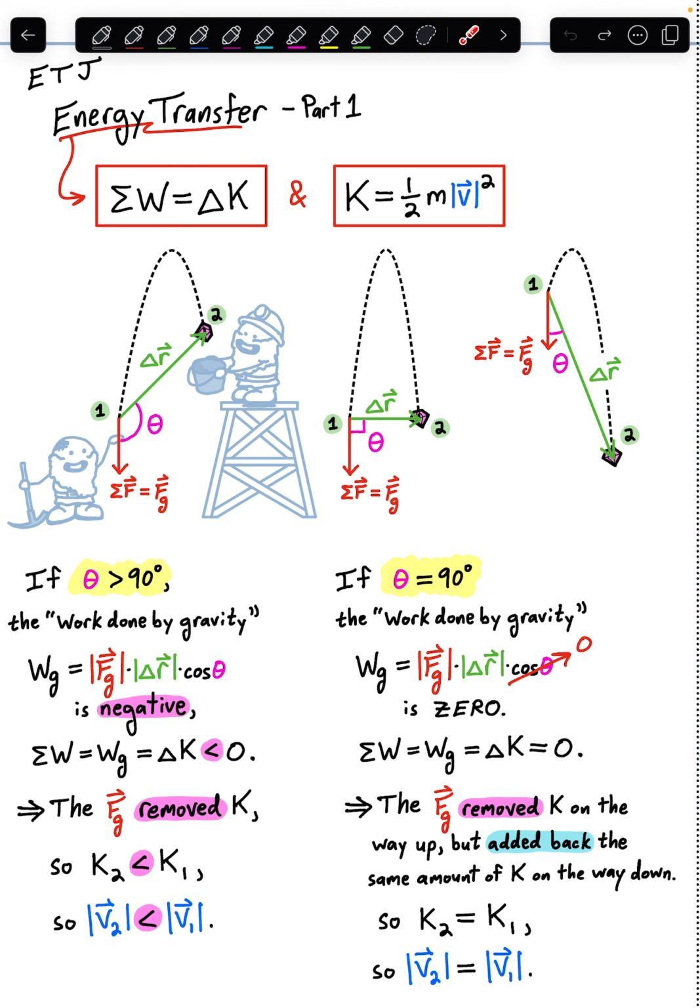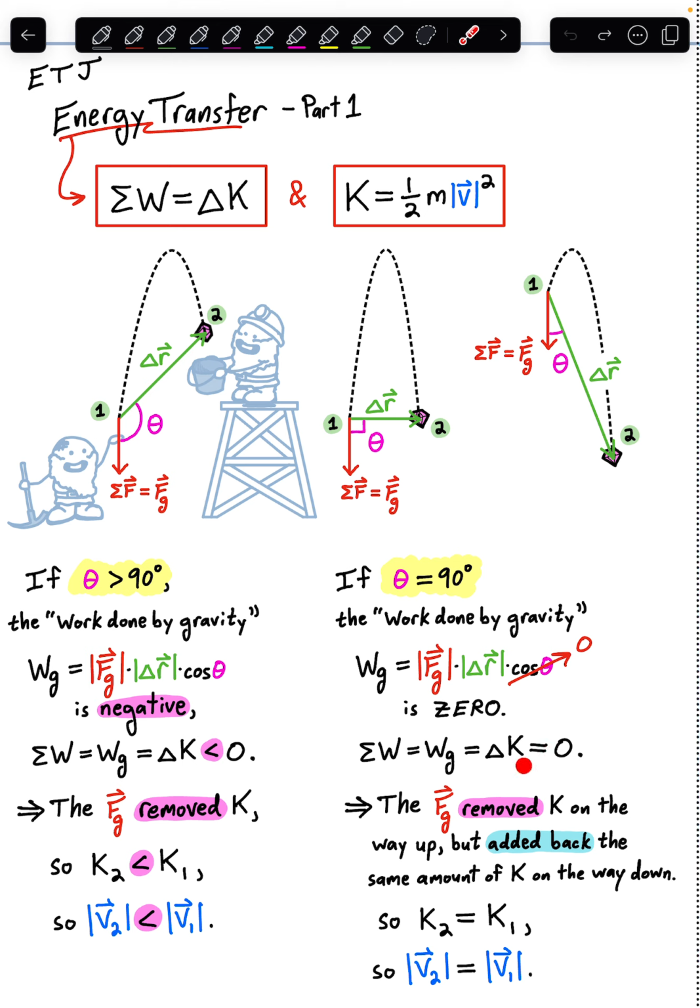Second scenario, here's our moment 1 and our moment 2. Since the angle between displacement and net force is 90 degrees here, the work done by gravity between those two moments is 0. Cosine of 90 degrees is 0. So the net work, being the sum of all the works, well, there's only one force doing work, gravity. So the net work is the work done by gravity, is also 0. So the change in kinetic energy is 0.